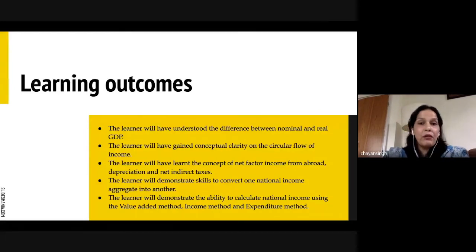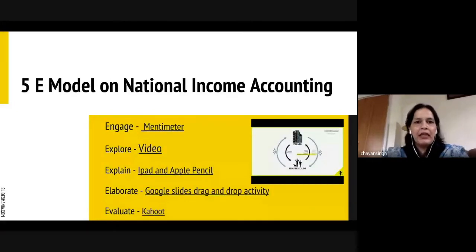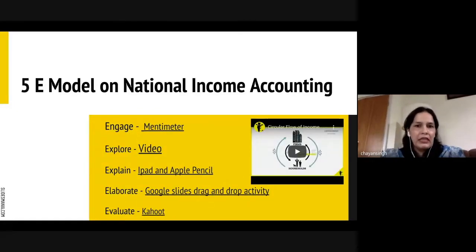Since we're also constrained of time, I am going to be a little crisp in my delivery so that we stay within the time limit. So, well, that's your 5E model for NIA. We're going to begin with engaging the kids in a lesson of national income accounting. And for that, I have used a software called Mentimeter. Now, if you were to explore Mentimeter, you'd see that this is a really simple software to use for us as teachers.